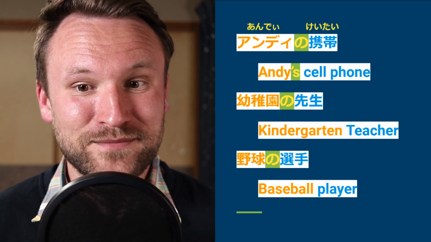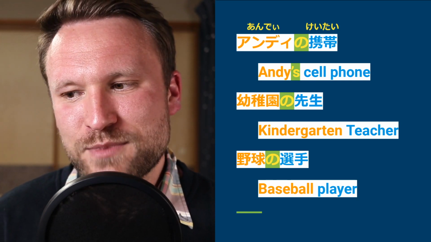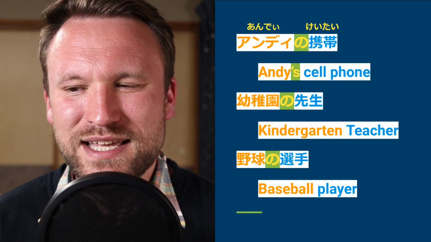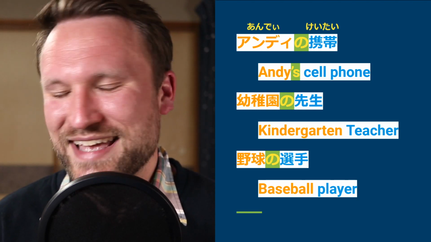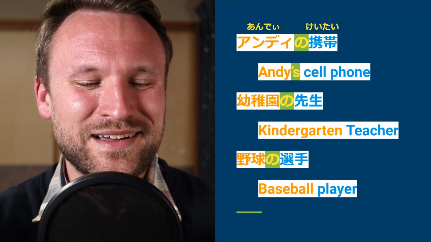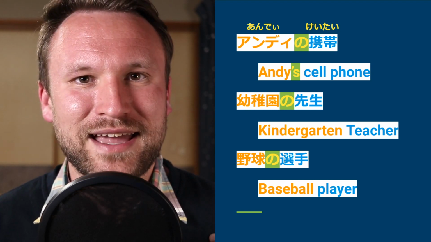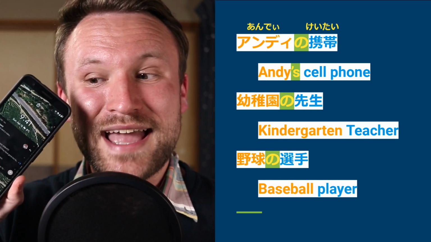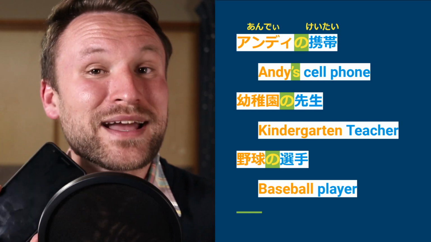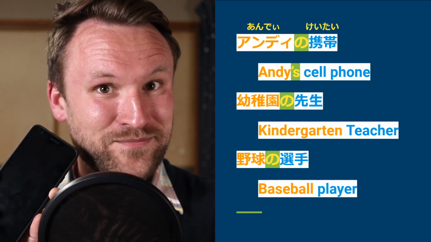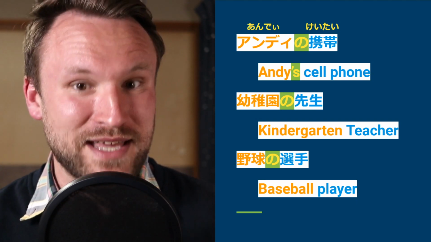Andy no keitai. So keitai is cell phone basically. In modern Japanese, most people don't say keitai really. They usually say sumaho. Sumaho basically, which is katakana English for smartphone. But I still use keitai. So anyway, keitai, Andy no keitai. This is the possessive. So it's Andy's cell phone. So here's my cell phone. Andy no keitai. Or boku no keitai. My cell phone. So in this case, it's the possessive, right?